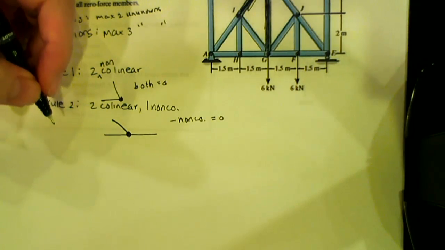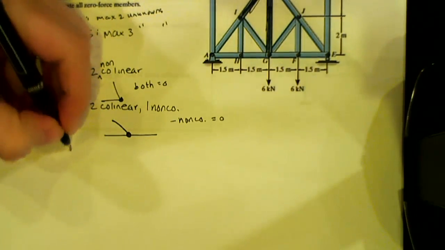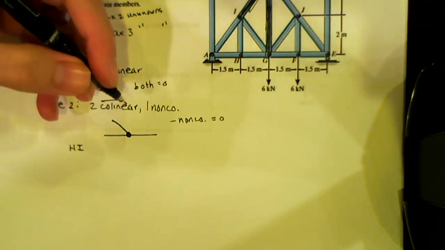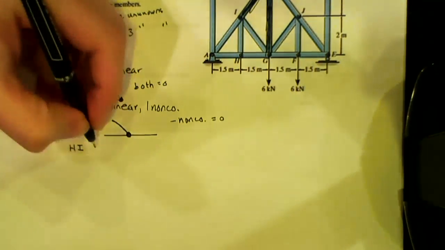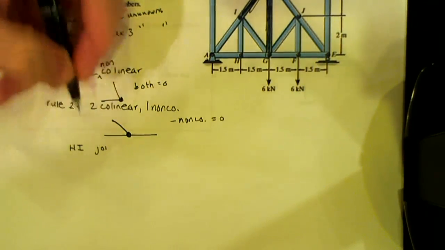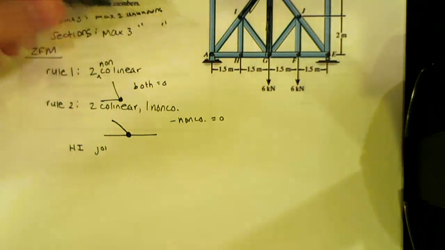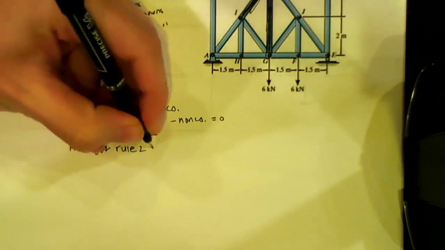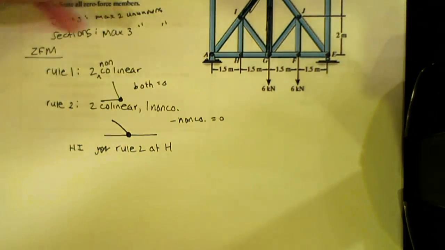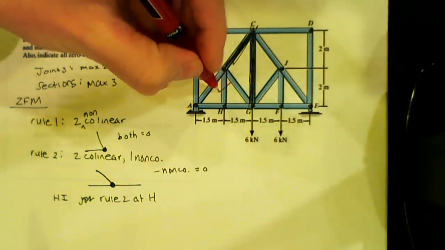So who sees them? You guys want to just start shouting them out? Go for it. So we have HI, which joint? On H. So which rule? Rule number 2, so HI, rule 2 at H, okay? So if I come over here, I can say that this one is 0.